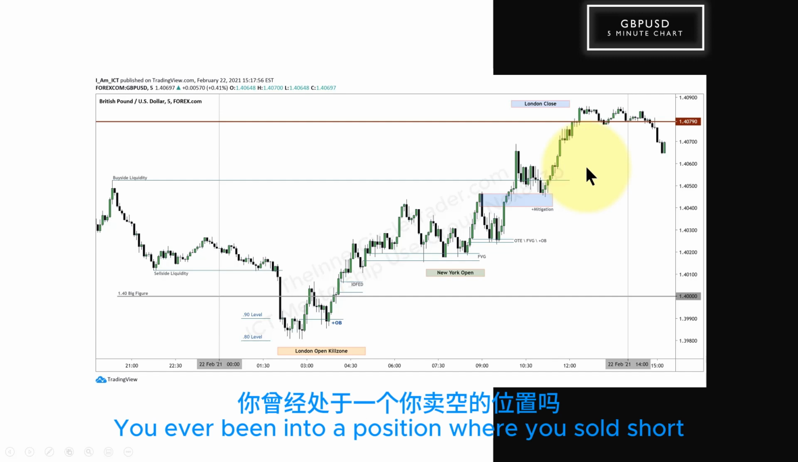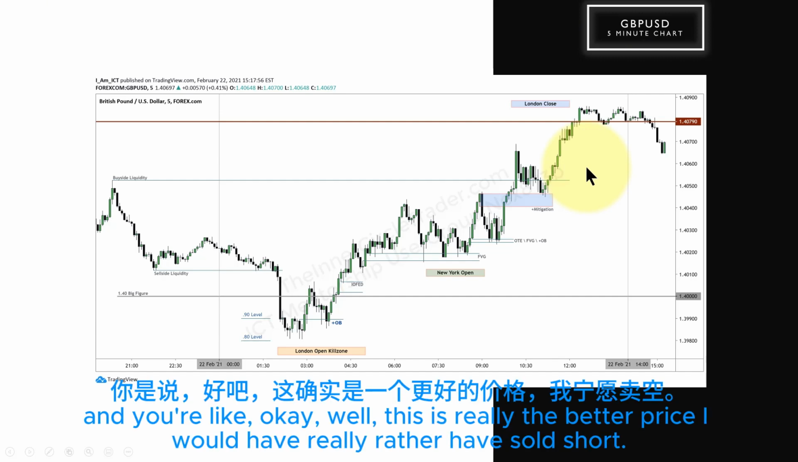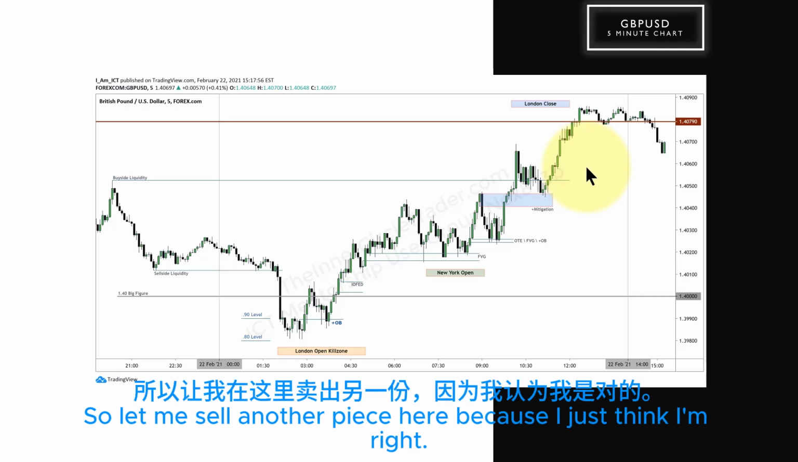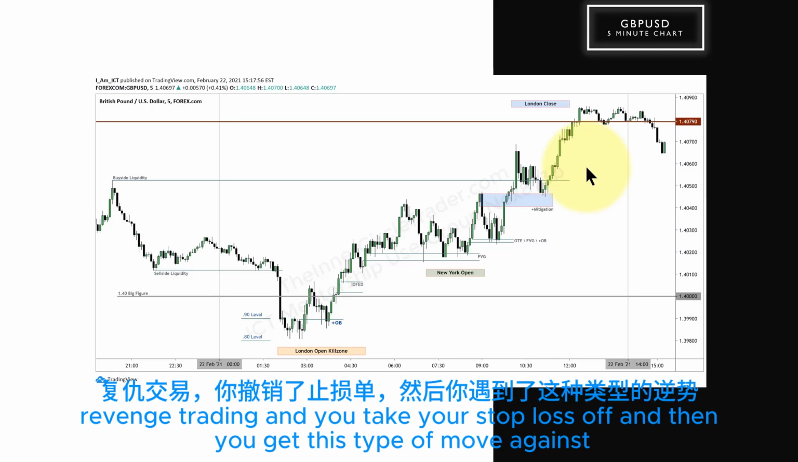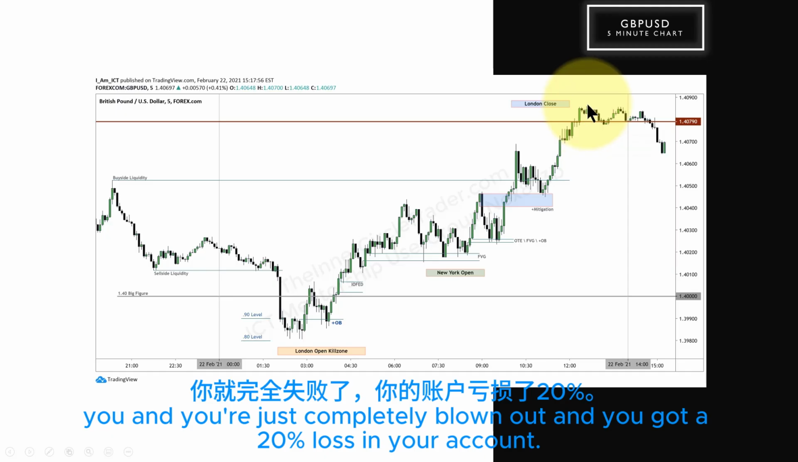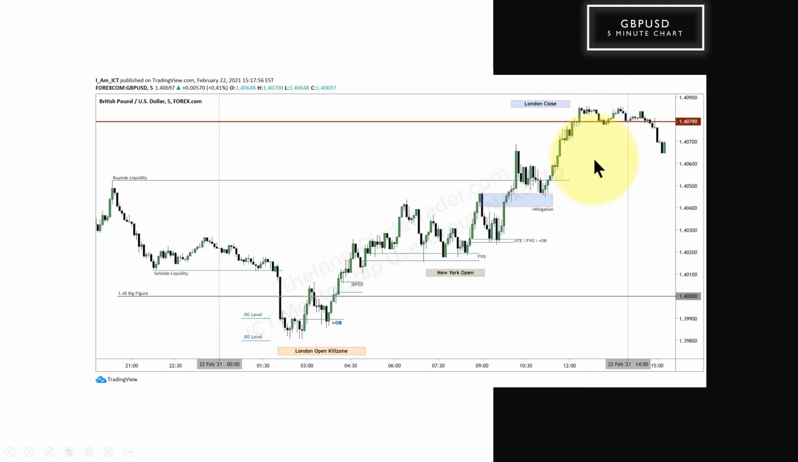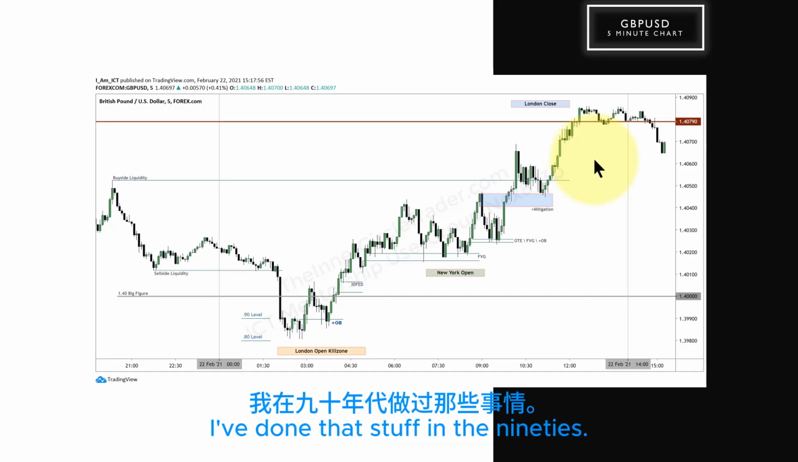You ever been in a position where you sold short and you're like, okay, well, this is really the better price I would have rather have sold short, so let me sell another piece here because I just think I'm right. And then it goes up higher, and I'm going to sell more because you're angry and you're revenge trading and you take your stop loss off. And then you get this type of move against you and you're just completely blown out and you've got a 20% loss in your account. You ever done anything like that? I'm raising my hand. I've done that stuff in the 90s. I did that.